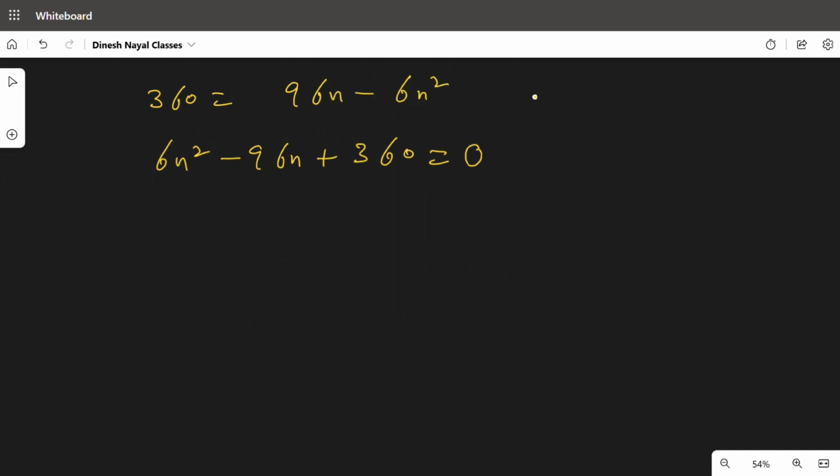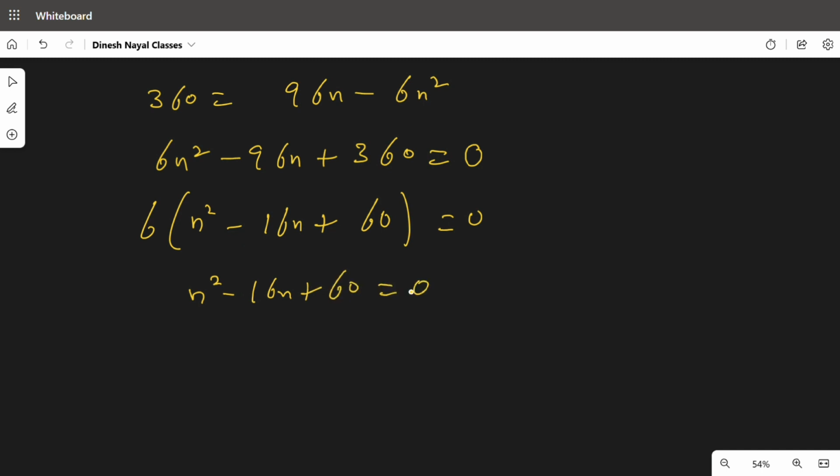Okay. Now see, what we can do is take 6 common. So this will be n square minus 16n plus 60, because 6 times 16 is 96, and 6 times 60 is 360, taking 6 common equal to 0. You take 6 that side, that will be 0. So basically you have to solve this: n square minus 16n plus 60 equals 0.